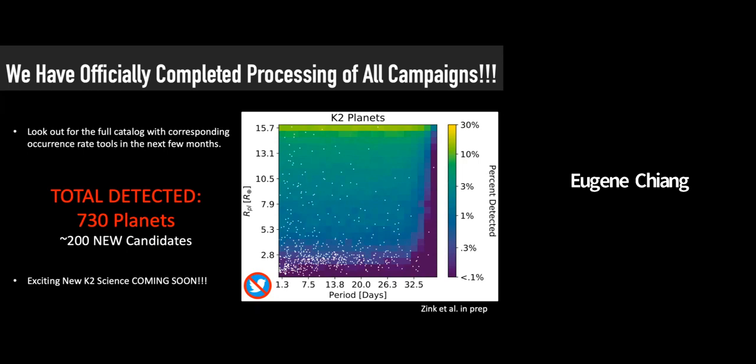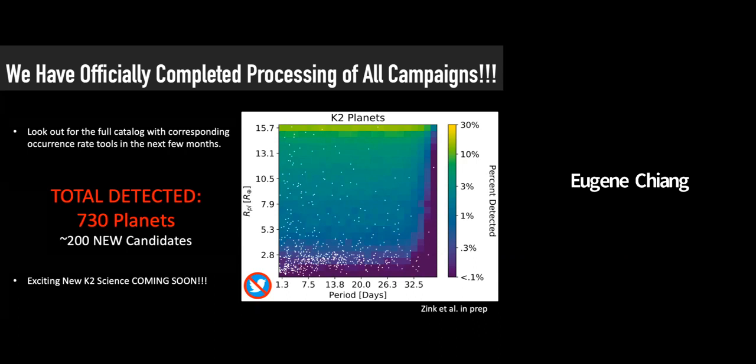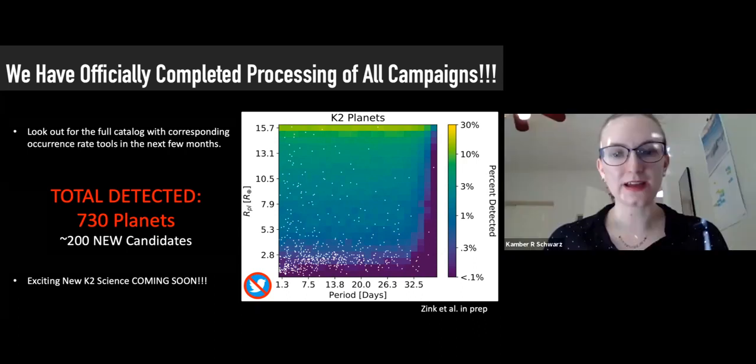Any evaporating planets? You know, our vetter is so strong. Anything weird, it just throws out. So I think anything that looked like an evaporating planet, it would probably just completely dismiss because it has to be really strong to get rid of all the systematics. But, okay, thanks.